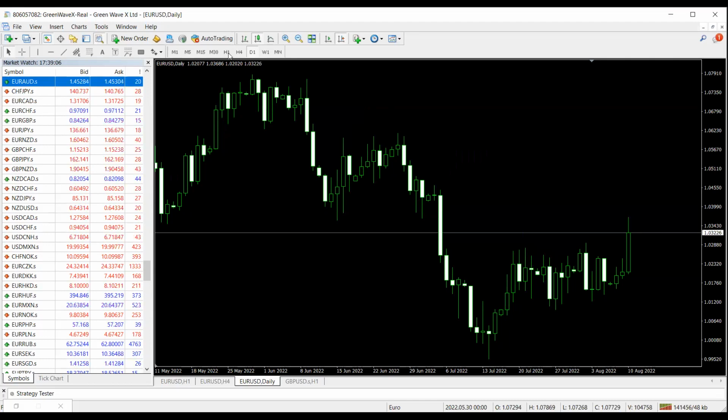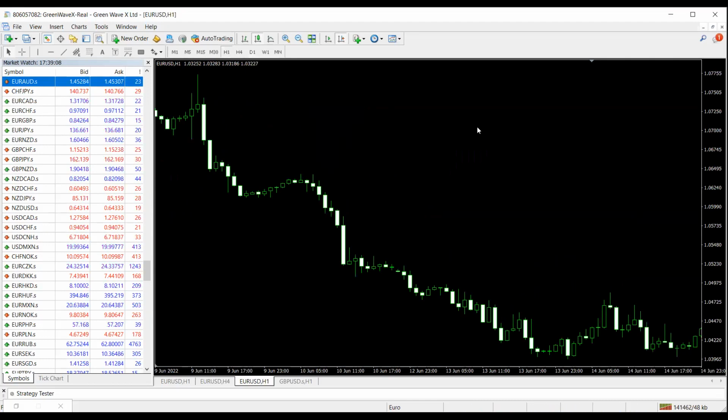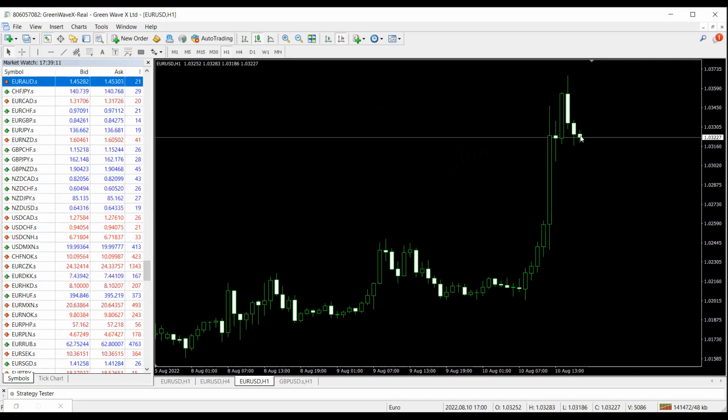If I click on 1 hour, you would see that this is what the market is currently doing in the current hour. So we are just 39 minutes into this current hour. This is the past hour. This is the hour before. So this one is showing hourly representation.